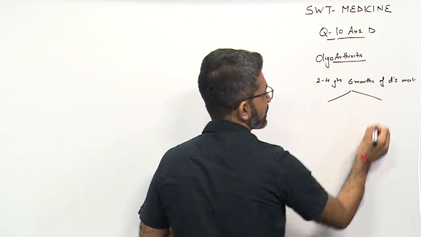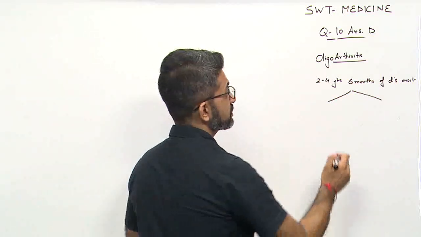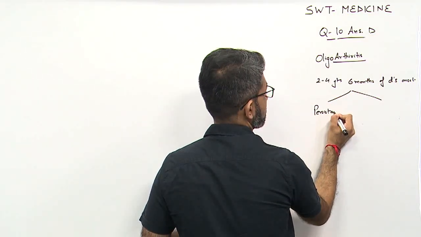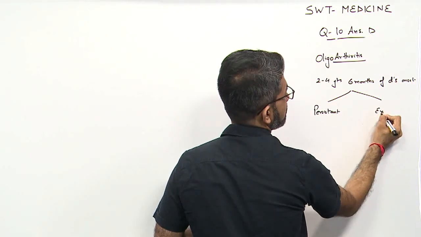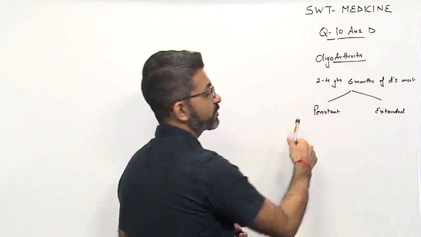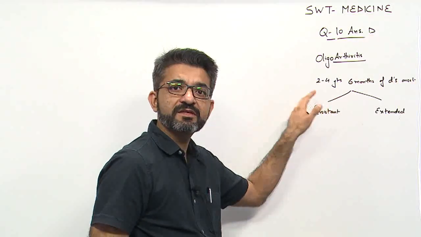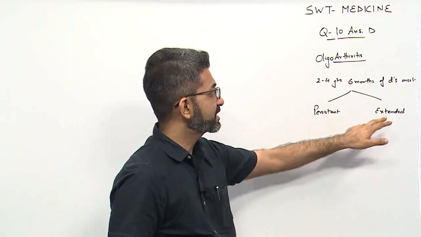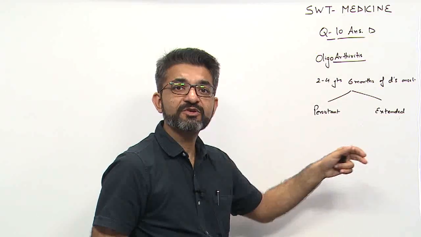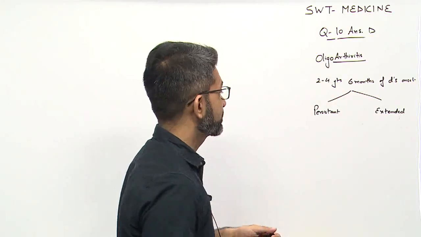Again, this can be of two types: persistent and extended. Persistent means after the end of 6 months, the involvement of joints is in the range of 2 to 4. In extended, after the end of 6 months, you may have involvement of more than 4 joints. That is the only difference between persistent and extended oligoarthritis.